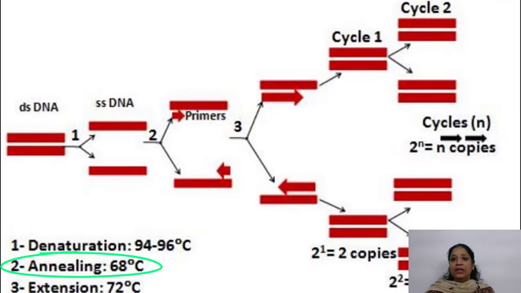At this temperature, the primers bind or anneal to their complementary sequences on the single-stranded DNA template. This step is crucial because primers define the starting point for DNA synthesis. The third key step is extension or elongation, which occurs at 72 degrees Celsius.